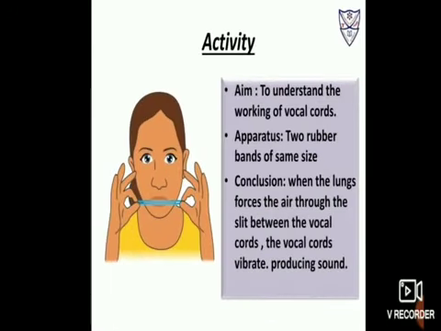Now students, let us understand this through an activity. The aim is to understand the working of vocal cords. The apparatus is two rubber bands of the same size. Method: take two rubber bands of equal length, place them one above the other and stretch them tightly. Now blow the air through the slit between them. As the air blows through the stretched rubber bands, a sound is produced.